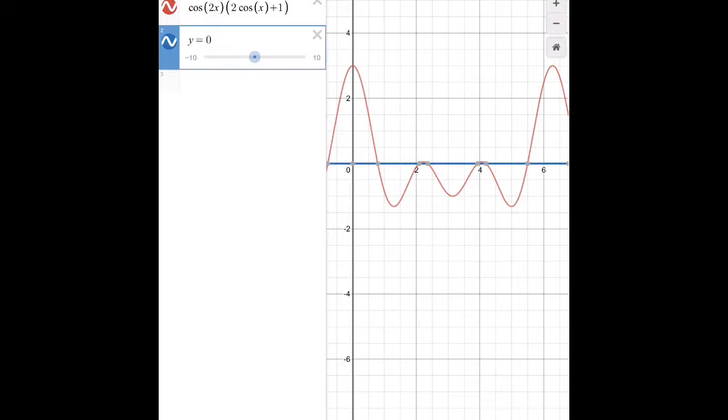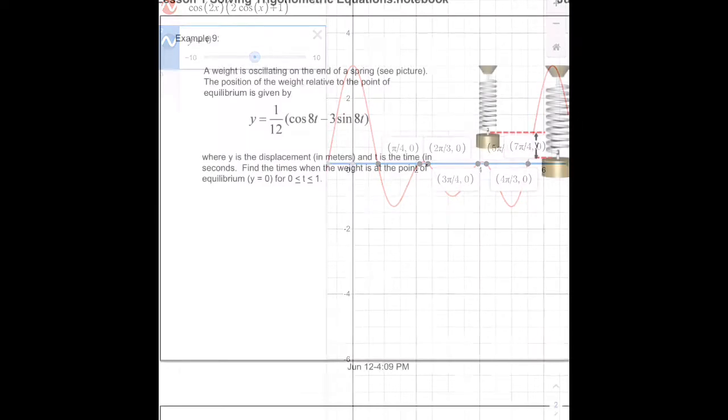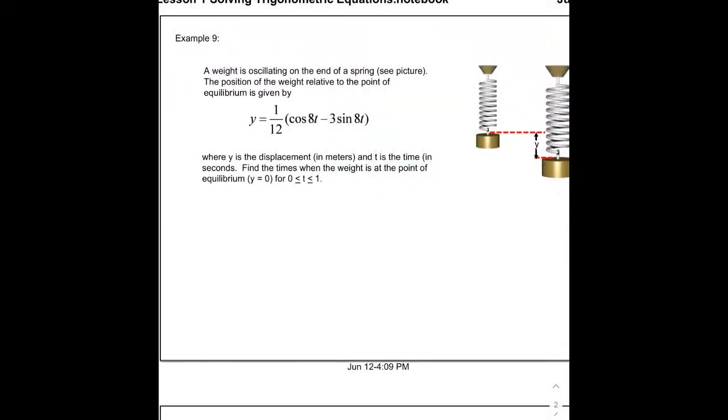All right, so there's my pi over 4. There's my 2 pi over 3, 3 pi over 4, 5 pi over 4, 4 pi over 3, and 7 pi over 4. And here's our last example. It is a word problem. I think it's actually pretty fun to do.